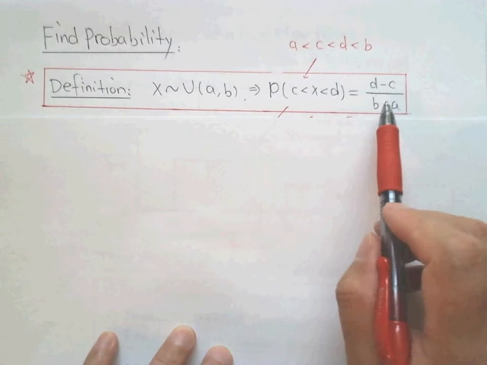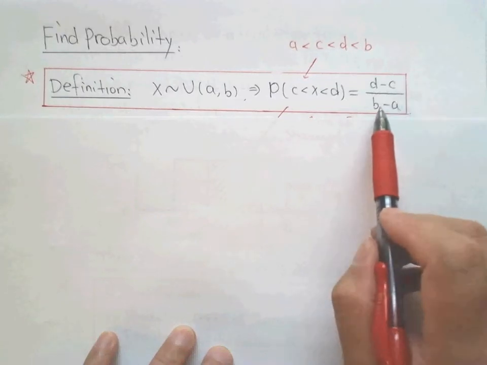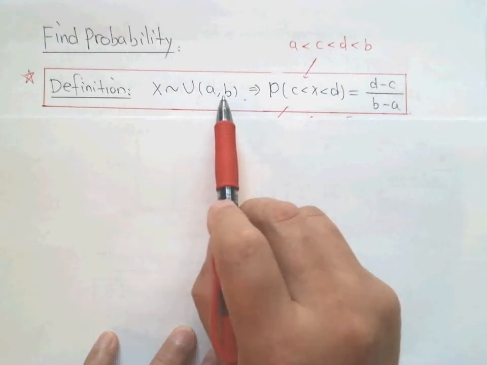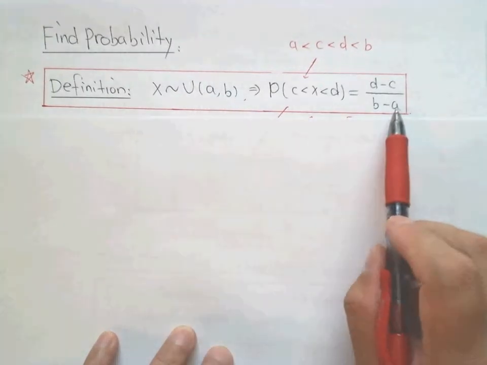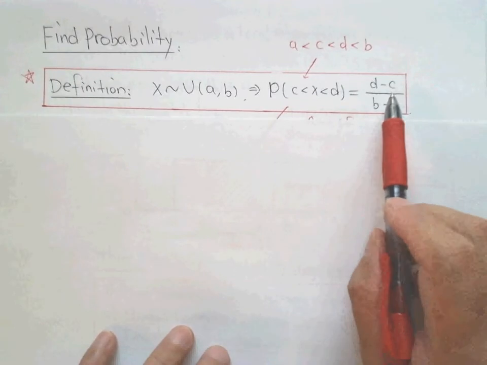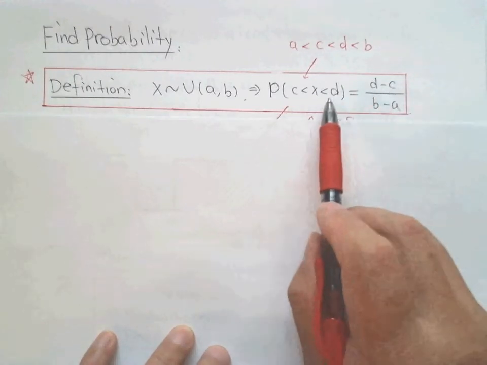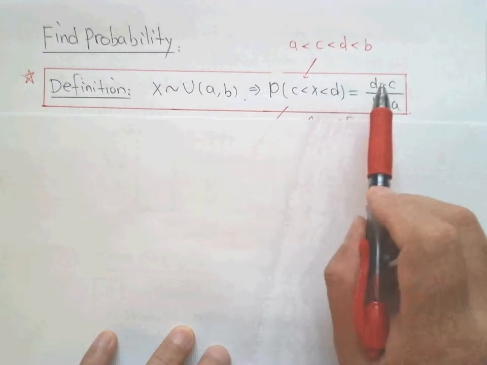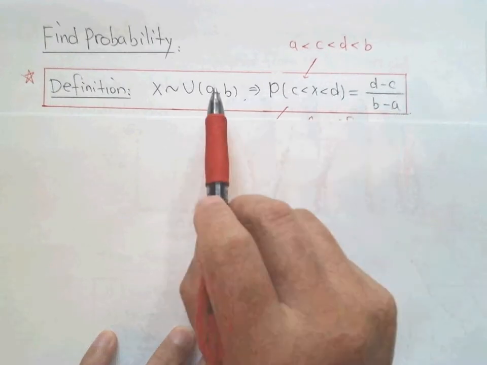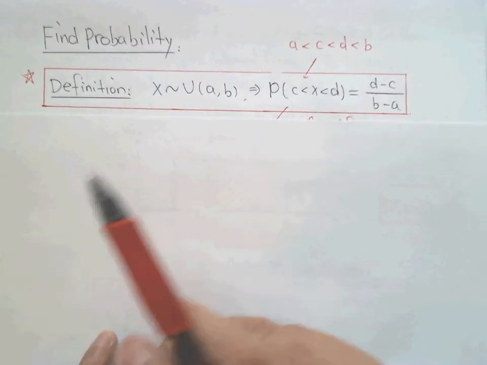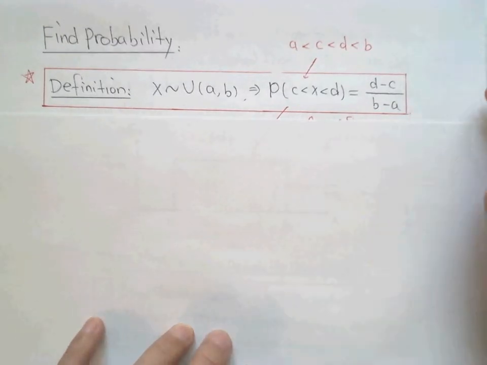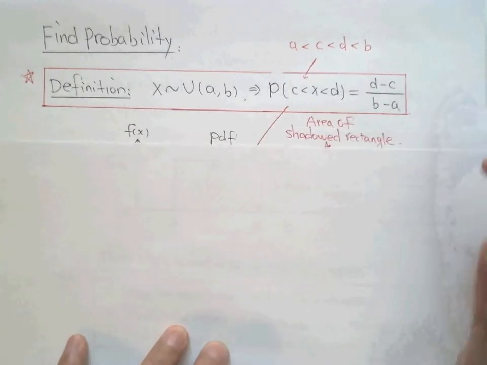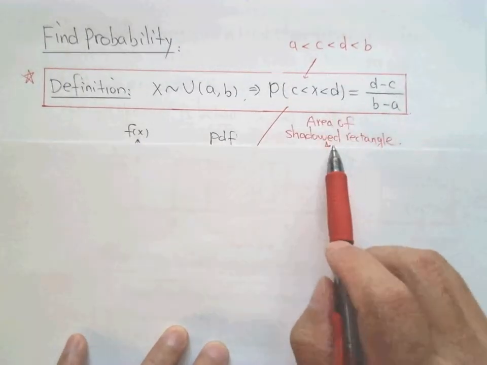Can we see the pattern? The bottom is B minus A, which is just the range of all possible values. Remember this: B minus A is the denominator. What's the numerator? It's D minus C, which is exactly what the question asks. If they ask C to D, then the top is D minus C and the bottom is B minus A. The definition is not complicated, but it's not easy to understand unless we draw a graph. And finally, we will say this probability is just a kind of area.